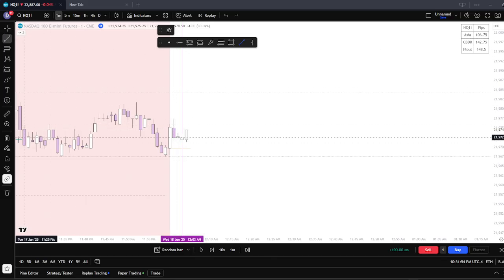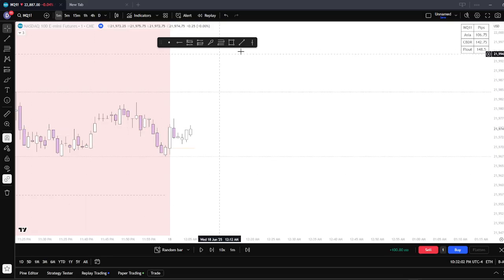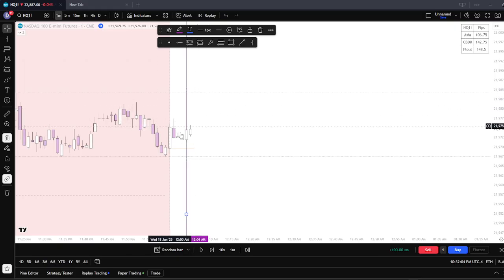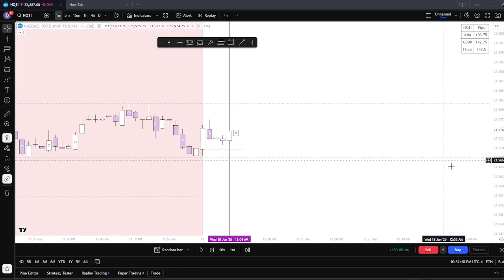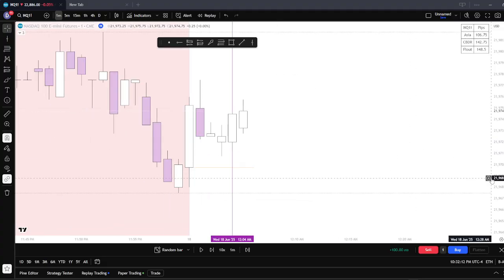Actually, I'm going to skip one more candle because this one doesn't have a wick. Okay, there we go. Forget everything past this line. Don't even think about this candle or anything behind it. Think of only this candle right here. Now, what do we see?